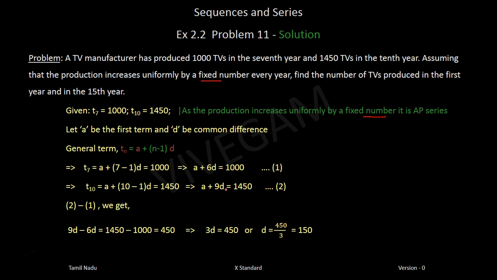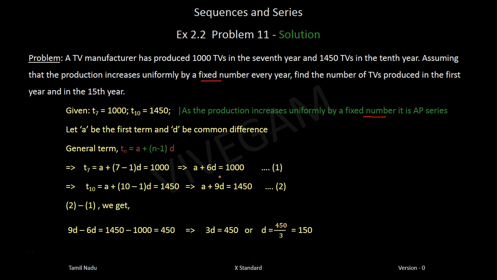You can easily solve by elimination because the coefficient of A is the same. So you will do it by elimination. Elimination means subtract equation 1 from equation 2. So 9D minus 6D on the left hand side. A minus A will get cancelled. On the right hand side, 1450 minus 1000, that is 450.